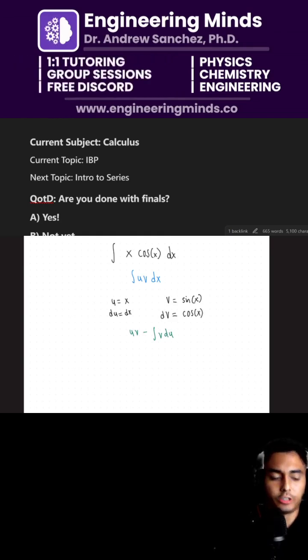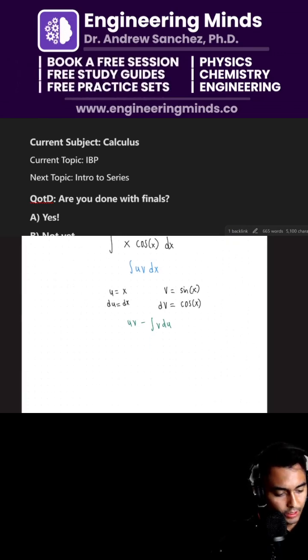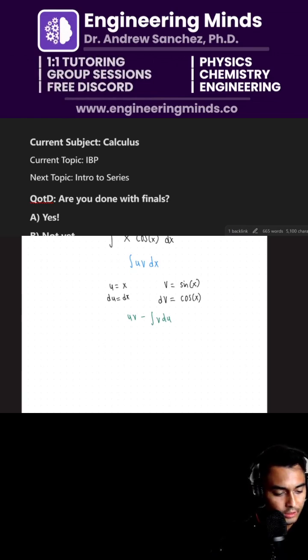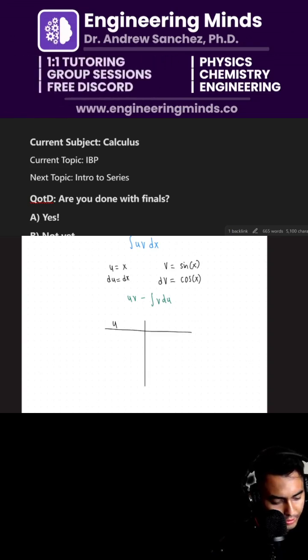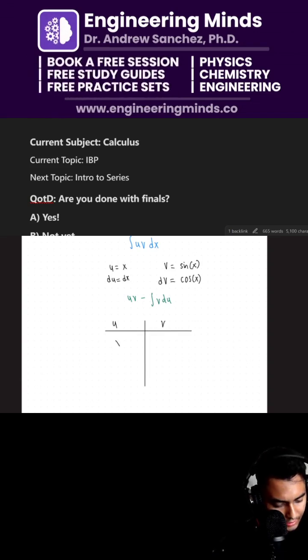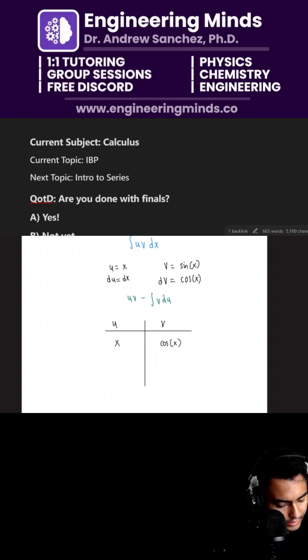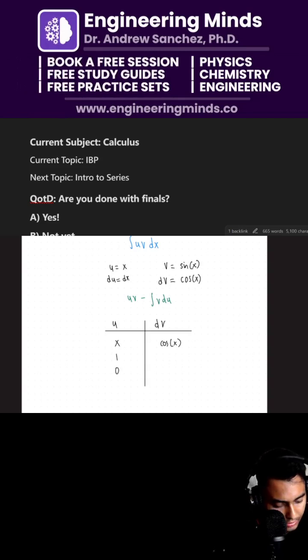I'm going to go ahead and use the tic-tac-toe method, also known as tabular integration. So what I mean is we select our u right over here, and then our v goes right over here. On the left-hand side we have x, on the right-hand side we have cosine x. We differentiate once, we differentiate again, and we get 0.